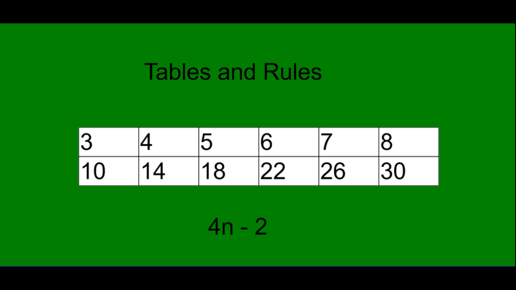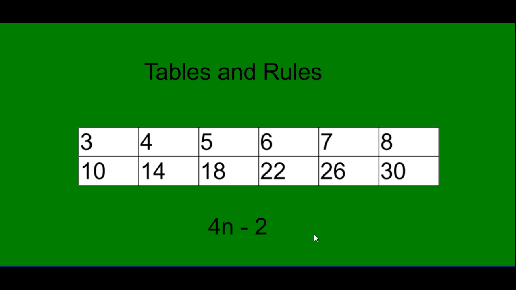This is going to kind of bring a lot of that together, where we're going to take that idea of plugging in, the evaluating, and using that to expand what we're looking at. What we mean by that is you see here a table on the screen, and that table is representative of the rule, we say 4n minus 2.